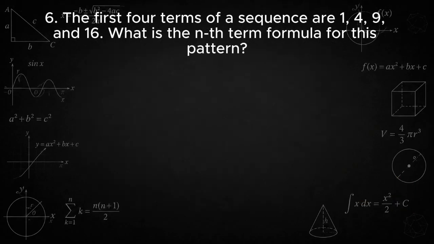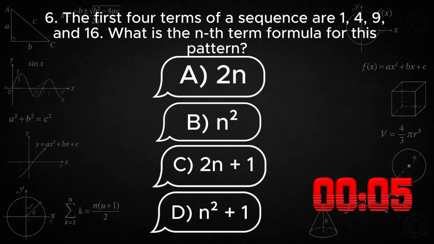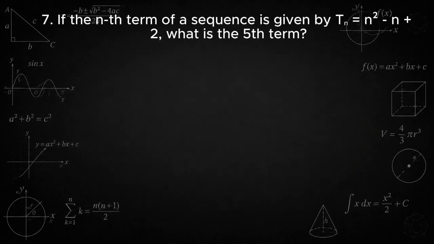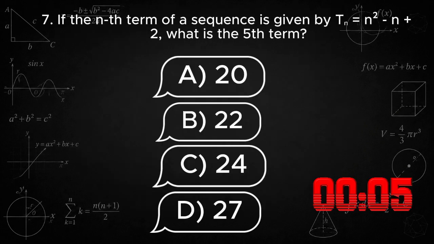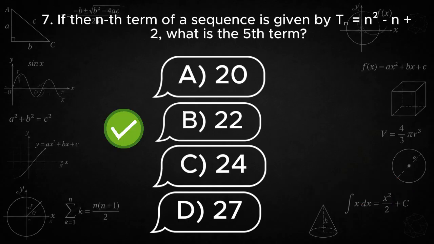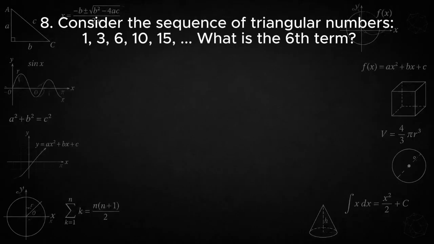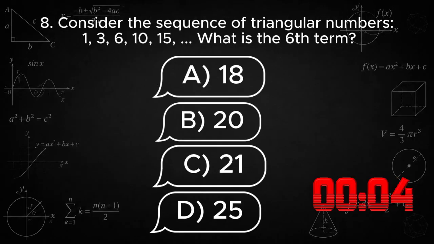6. The first four terms of a sequence are 1, 4, 9, and 16. What is the nth term formula for this pattern? 7. If the nth term of a sequence is given by t_n = n(n + 2), what is the fifth term? 8. Consider the sequence of triangular numbers 1, 3, 6, 10, 15. What is the sixth term?